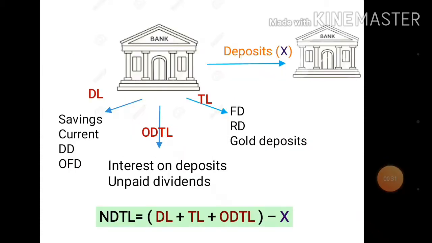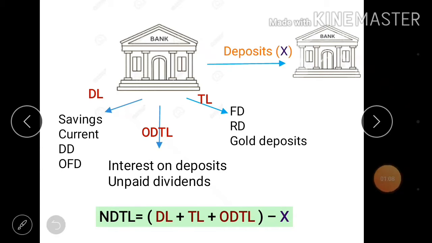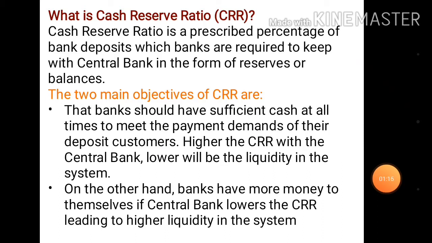After considering all these things, we can calculate the demand and time liabilities of a bank. But to count the net demand and time liabilities, we have to subtract the deposits of that particular bank in other banks. So you can see the formula of NDTL here. Now you are aware of NDTL, so let's move to CRR.